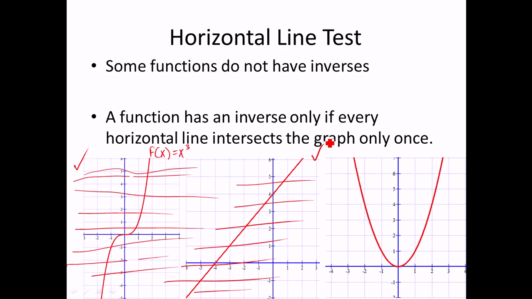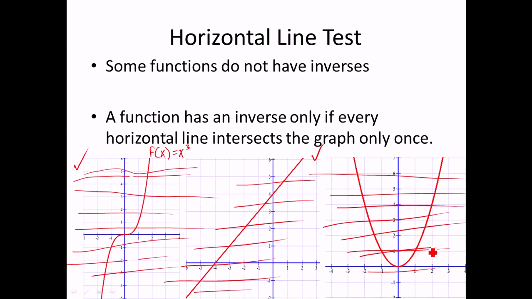This one right here, if we do horizontal lines going across, notice that each one of these horizontal lines hits twice. So this horizontal line hits the graph here and hits the graph here. So this does not have an inverse. So that's what it means to show if in fact a function has an inverse.